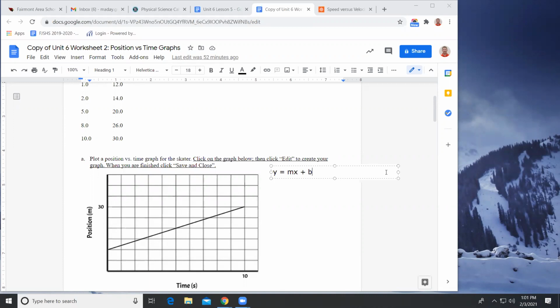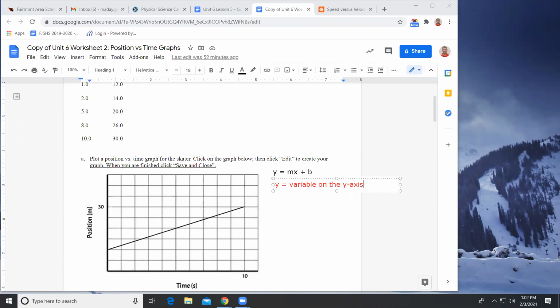So what I'm going to do here kind of quickly is go through and reinforce what each of these are and then color code it with the graph. The first thing here is looking at the y. Remember, the y is always going to be equal to the variable on the y-axis.